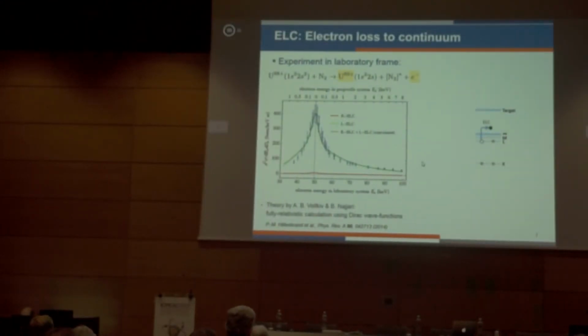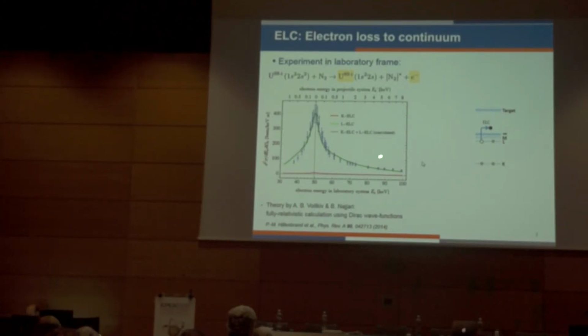So what do we measure? Here, this is the first process, the electron loss to continuum. The electron is ionized from the projectile. And we see this distribution. You see in the bottom the electron energy in the laboratory system. And on the top, you see always the electron energy in the projectile system. Of course, we have most of the electrons that have the same velocity as the projectile. 50 keV corresponds to the 90 MeV per u projectile energy.